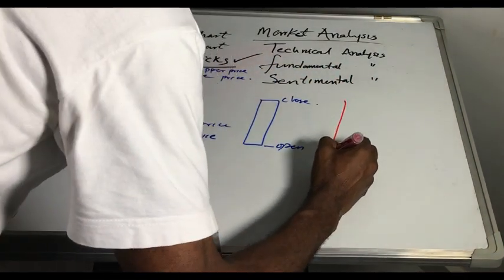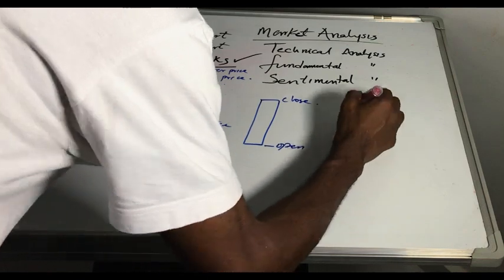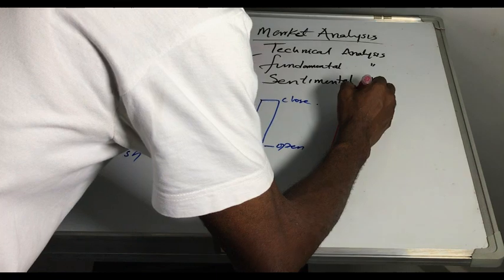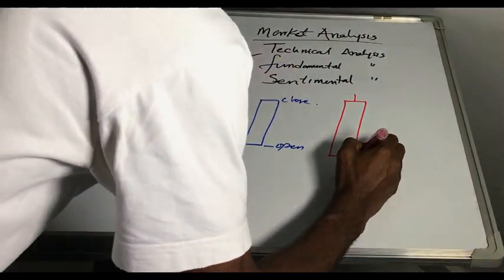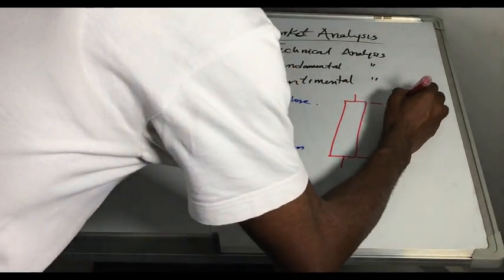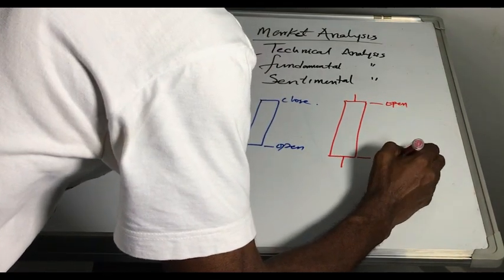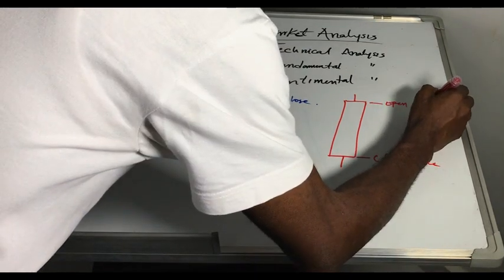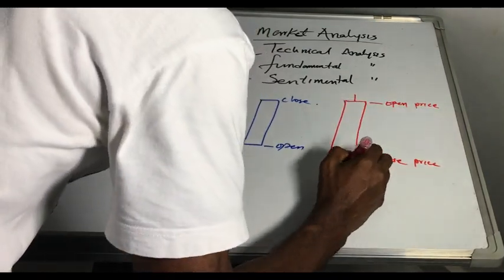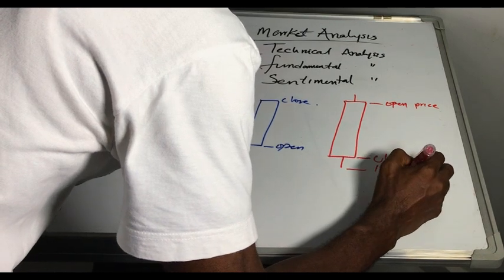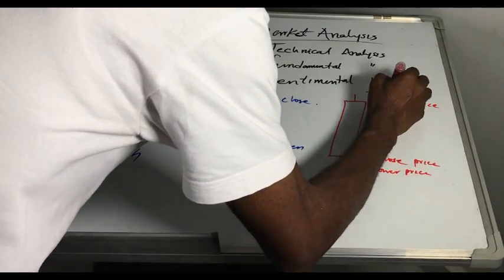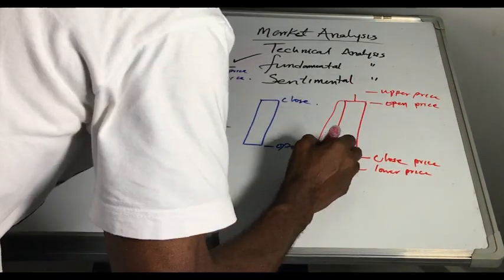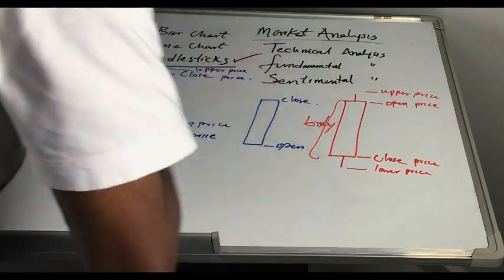A bearish candle looks like this. Note that I'm using different color. It's the same way we set it on our charts. We use different color to represent the bulls and the bears. So look at it now. In this case, this is the open price and this is the closing price. Then we have the lower price, then we have the upper price. Then the entirety of this place is called the body of the candle. This is the body of the candle.